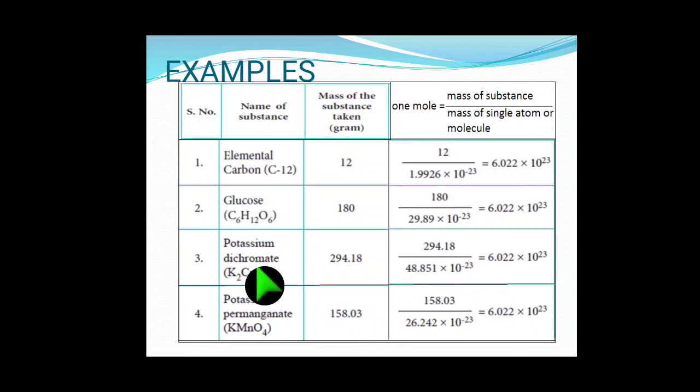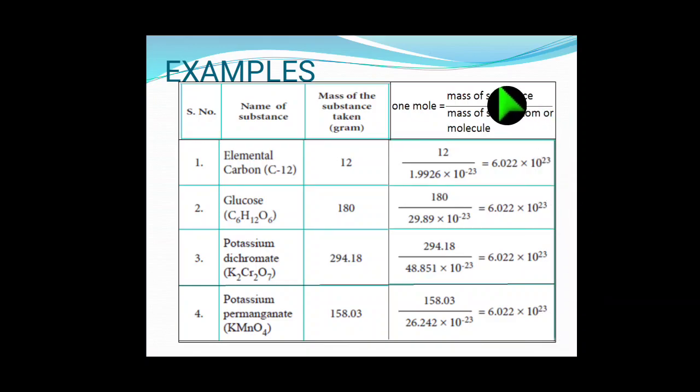Potassium dichromate K2Cr2O7, mass of the substance 294.18 should be divided by 48.851 into 10 to the power minus 23, mass of a molecule, equal to 6.022 into 10 to the power 23. Potassium permanganate 158.03 divided by mass of the molecule 26.242 into 10 to the power minus 23 equal to 6.022 into 10 to the power 23.